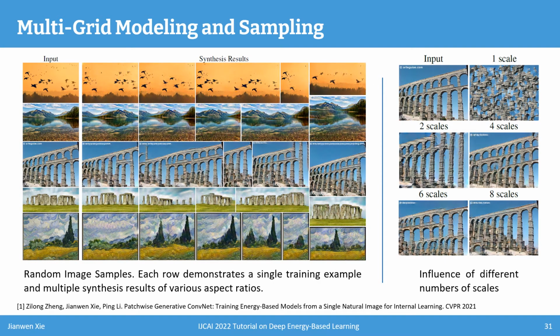The multi-grid EBM can be learned from a single observed image to capture internal statistics at different resolutions and generate realistic images with arbitrary sizes and aspect ratios by sampling from the learned distribution that captures different scales of internal statistical properties of patches in the input image. The left figure shows the synthesized images. Each row is one example. The right figure shows the influence of the number of scales.